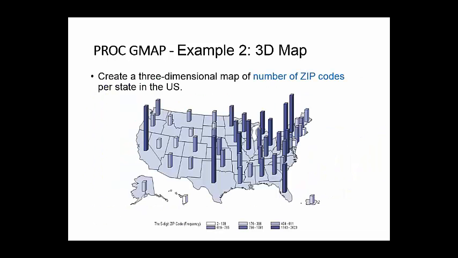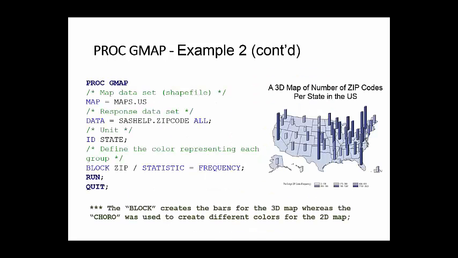Now we are going to create a 3-dimensional map based on the same datasets. It is pretty similar to the way we created the 2D map. To modify from the 2-dimensional map we just made to a 3-dimensional map, the only thing we need to do is change choro to block. Block represents the bars on the map showing the number of each unit of area we are studying with the height of the bar and the color shade.